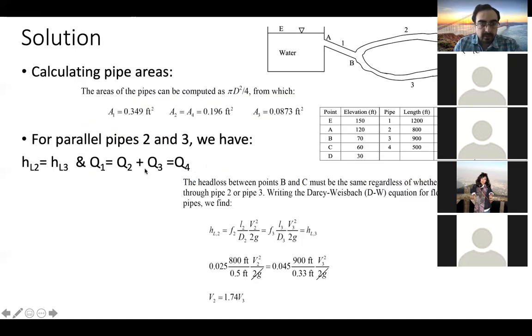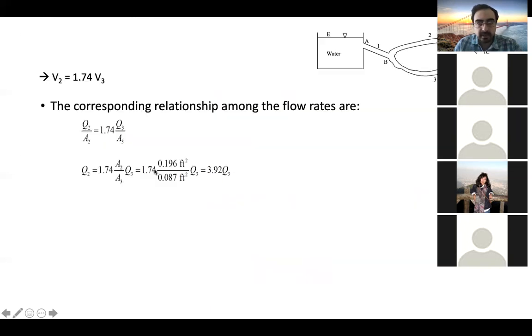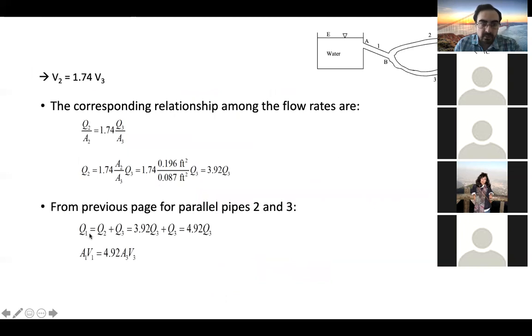And then we now have Q2 and Q3 in terms of just one of them. We have a relation between them. So I just want to use this formula for the parallel pipes. So Q1 equals Q2 plus Q3. So again, I get a relation between Q1 and Q3. Instead of Q2, I'm going to write this relation that I found here, 3.92 Q3. And then plus Q3, this is going to give me 4.92 Q3. Okay.